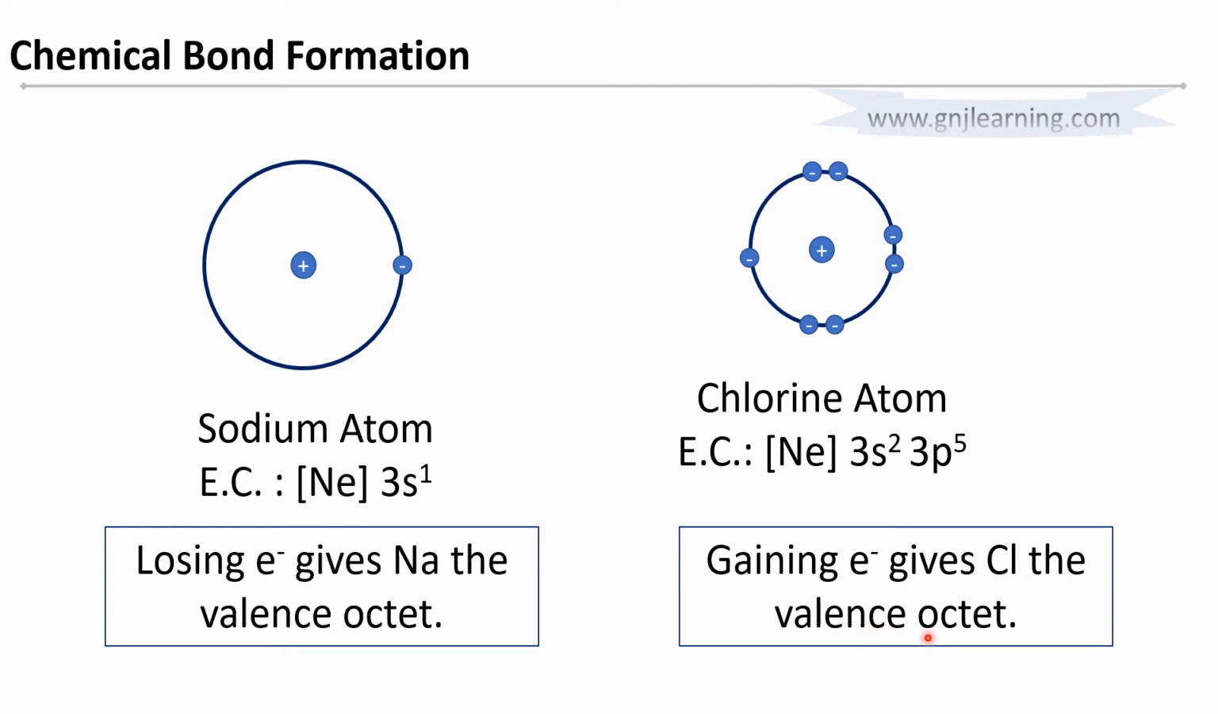Gaining an electron will give chlorine the valence octet, the configuration of argon. So let us see what happens if sodium is losing and chlorine is gaining. Sodium donates an electron to chlorine. In that process, sodium will lose an electron and gain an octet, and chlorine, which takes that electron, will gain the octet of argon. So both will be satisfied.